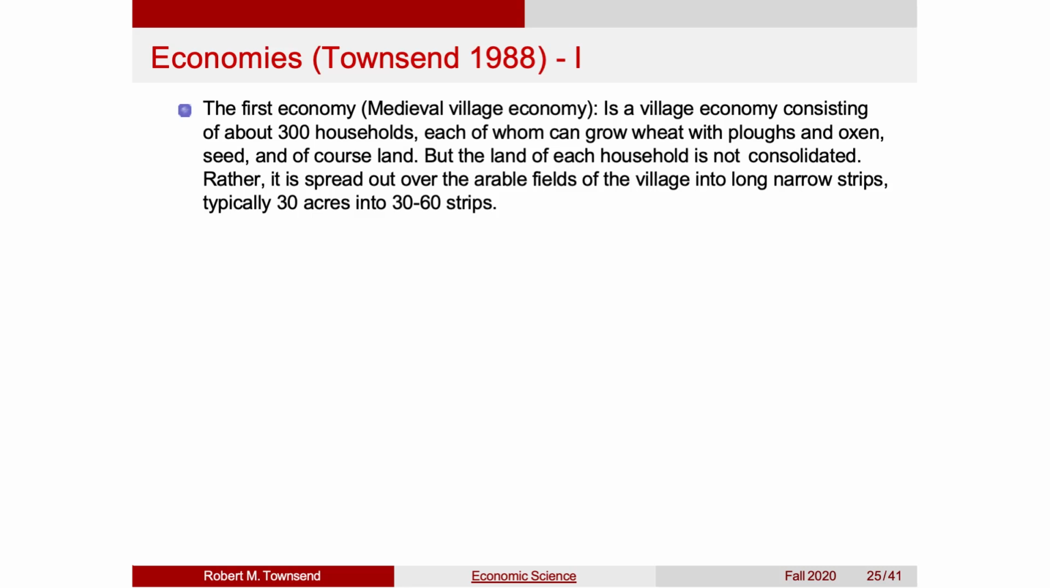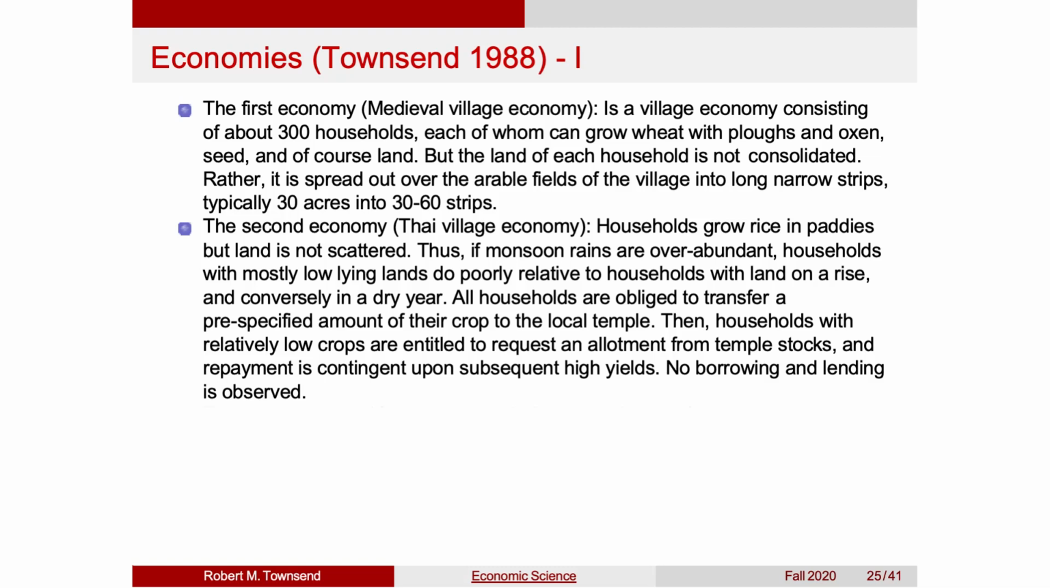The first economy, a medieval village economy, consists of about 300 households. They can grow wheat with plows, oxen, and of course land, but the land is not consolidated. The land is spread out over the various fields into long, narrow strips, quite fragmented. On average, something like 30 to 60 strips for each household.